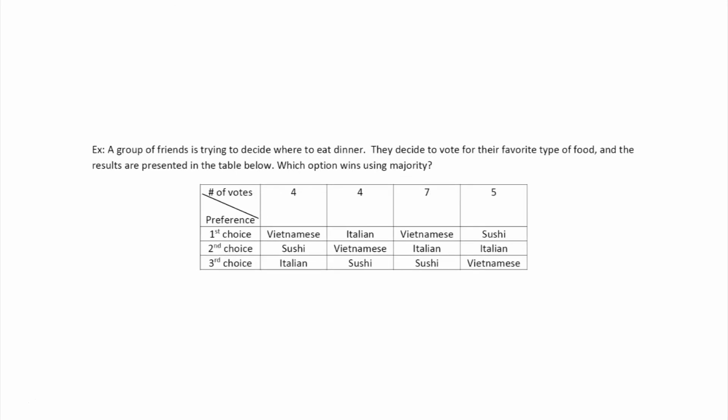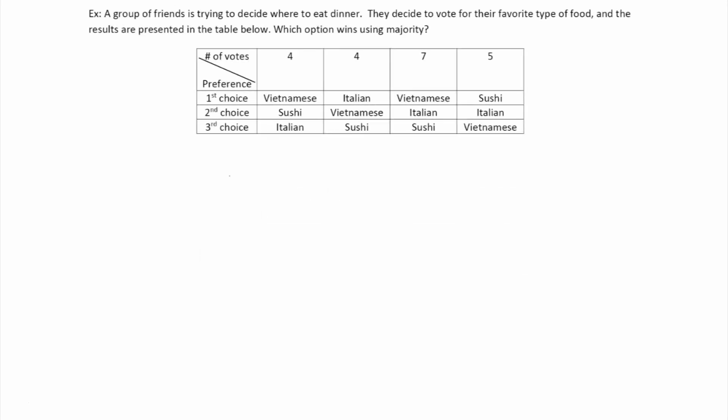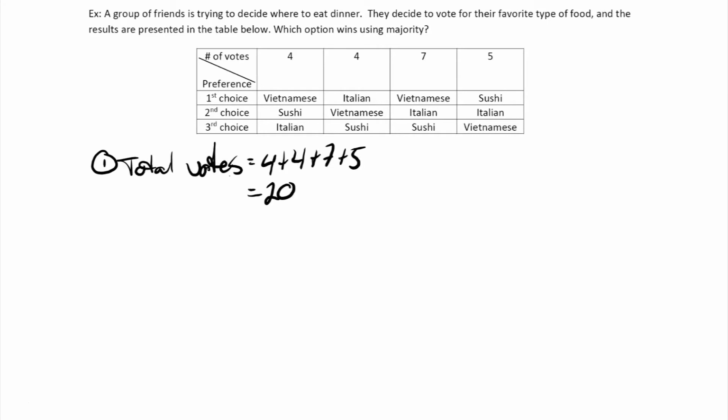Let's look at an example. A group of friends is trying to decide where to eat dinner. They decide to vote for their favorite type of food, and the results are presented in the table below. Which option wins using the majority method? So step 1 says that we need to total up all the votes. So in total there are 20 votes. Step 2 then says we need to figure out what is half the total, so that gives us our threshold for winning. So you have to have more than 10 votes in order to win.